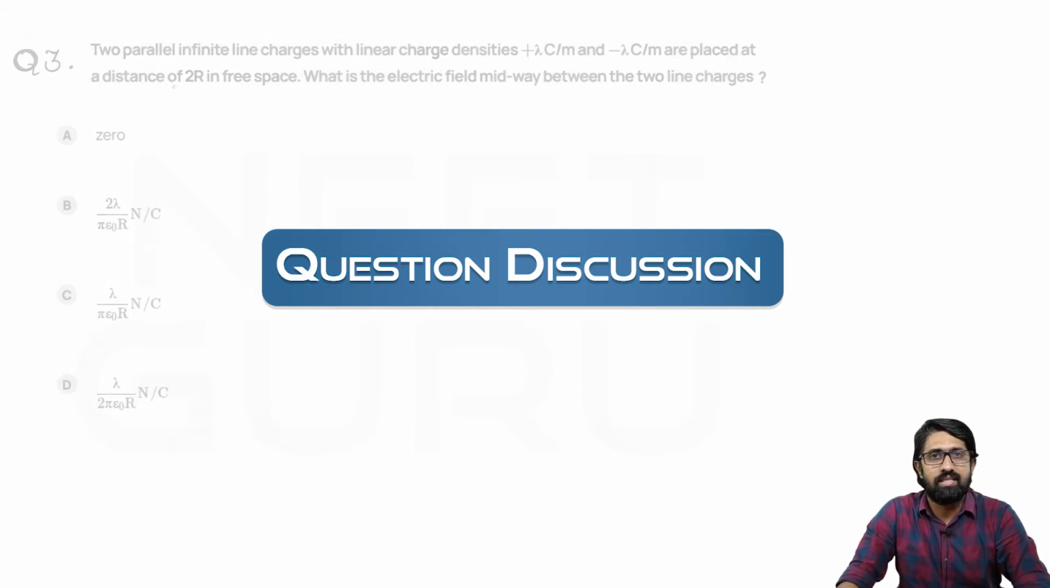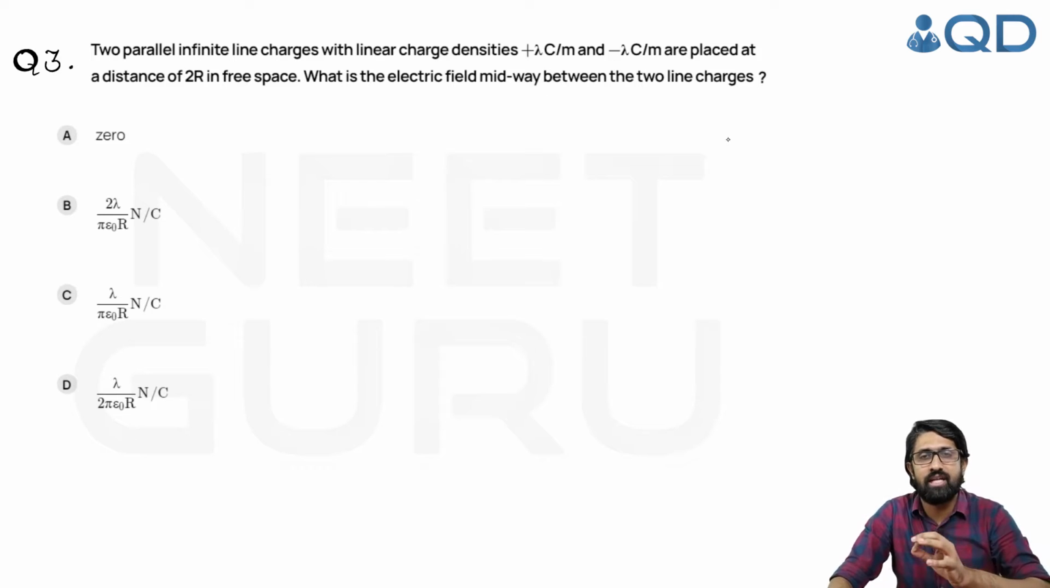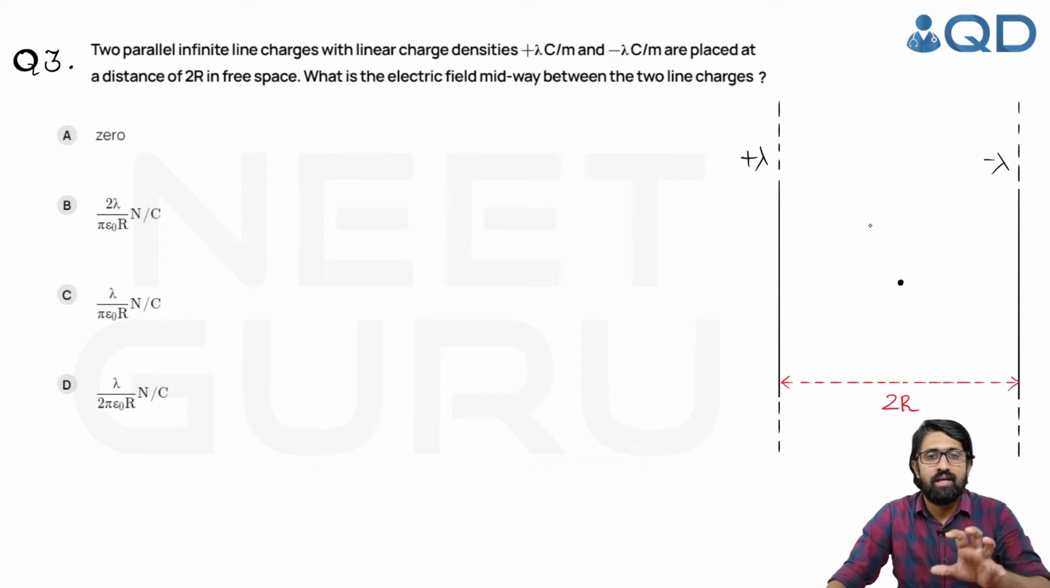The third question here says, two parallel infinite line charges with linear charge densities plus lambda coulomb per meter and minus lambda coulomb per meter are placed at a distance of 2r in free space. What is the electric field midway between the two line charges? Now, we look at a figure here which explains the question.